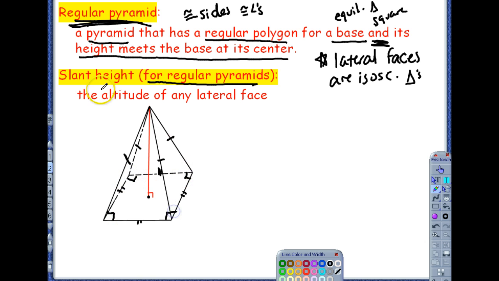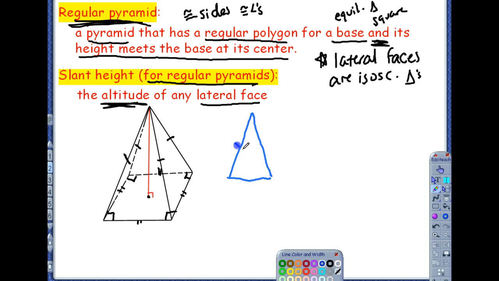Okay. Slant height. New word. I shouldn't say totally new word, but we haven't focused on it very much yet. Slant height is going to be the altitude, because it's a height, of any lateral face. Now, what people commonly want to think is that it's a lateral edge, but it's not. So will you draw a lateral face for me? And what did we say about the lateral face? It's an isosceles triangle. Absolutely.